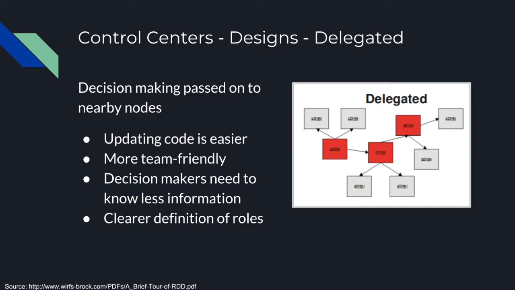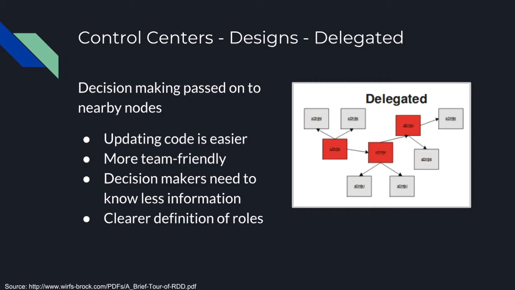So for control centers, the delegated pattern. The decision making is passed on down a short chain of nodes. We can see the red nodes being, again, the controlling nodes. These are where the decisions are being made, and the decisions are passed down and delegated to more controllers.